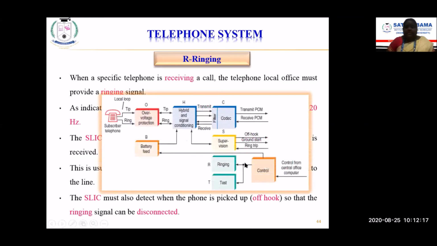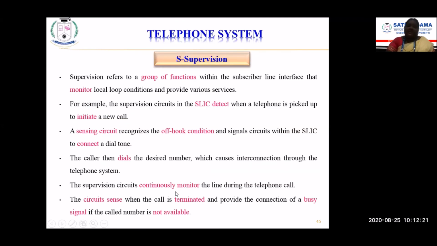So that is the ringing circuit. And the next functionality is the supervision. The overall supervision function provides a group of functions with the SLIC, that is to monitor the local loop conditions. It keeps updating. So this SLIC detects when the telephone is picked up, a call is being initiated, the off hook condition, the on hook condition, everything will be supervised.